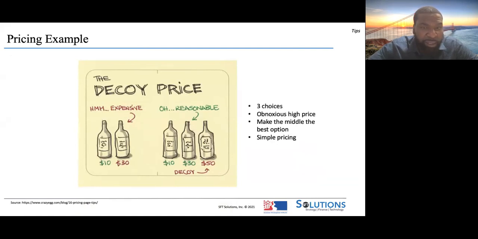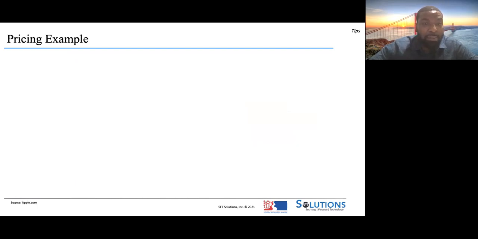So this is some of the stuff we talked about. You got 3 choices. On the right, you're selling bottles of wine. The decoy price is $50. No one is really going to buy that. You probably only have to have one of those in store. You got to get a lot of the $30 option because that's where you're pushing folks to buy that product. And the pricing is simple.